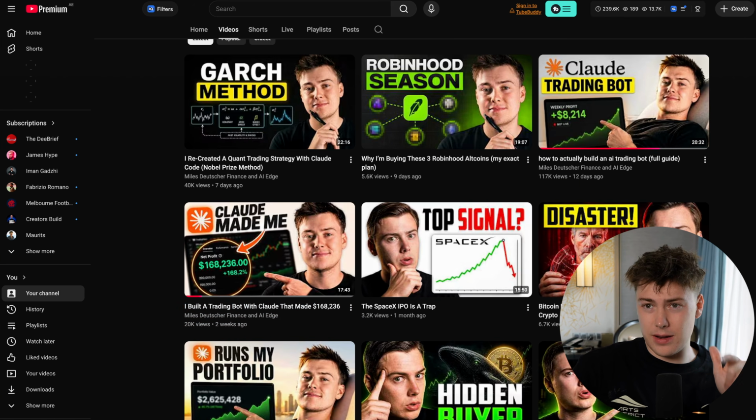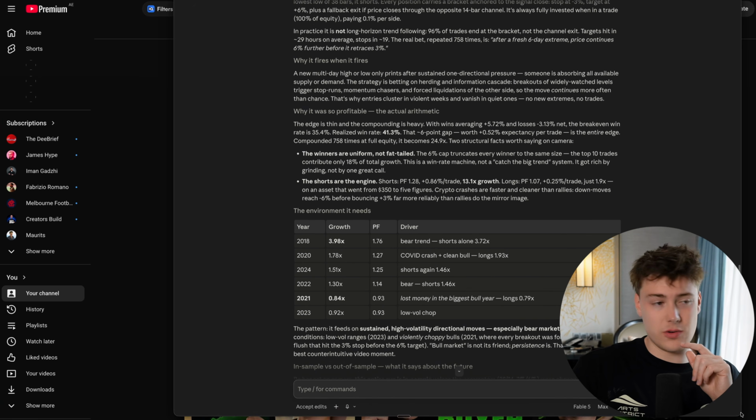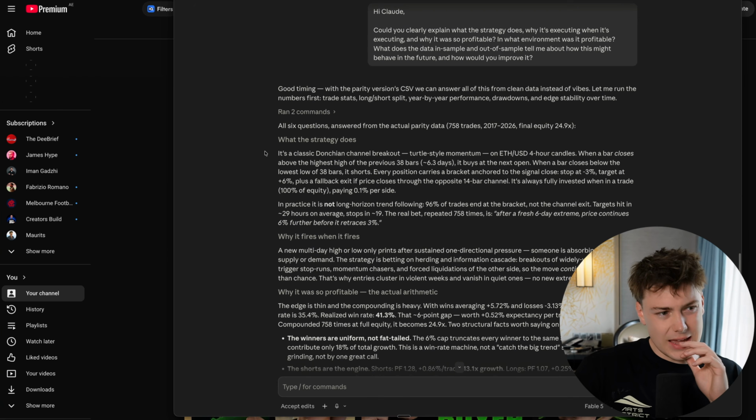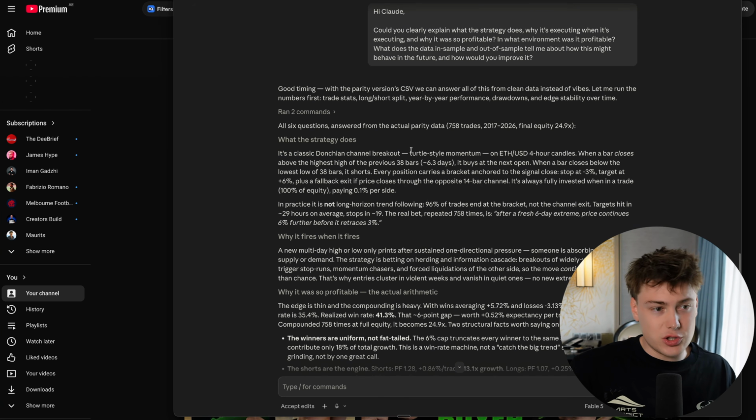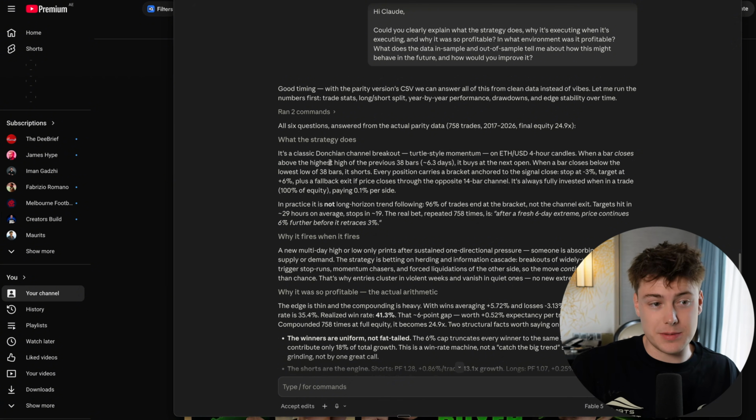It's very good. But now Claude is finished analyzing the strategy on Ethereum, and it explains what the strategy does. It's a classic Donchian channel breakout, trend-style momentum on ETH 4-hour candles. When a bar closes above the highest high of the previous 38 bars, it buys at the next open.